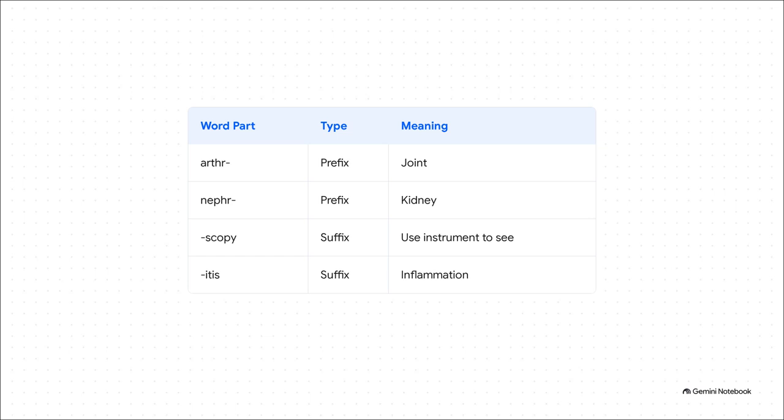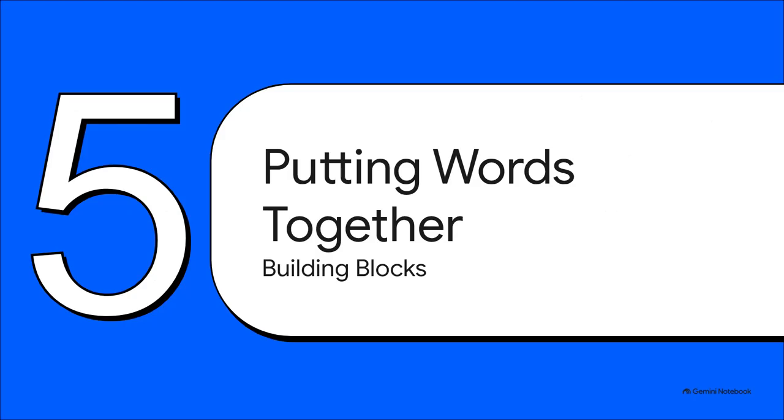the body. For example, arthro means joint, and nephro means kidney. The suffix, the end of the word, describes the actual condition or the action being taken. So scopy means using an instrument to see, and itis means inflammation. Let's bring it home with Section 5, putting words together.